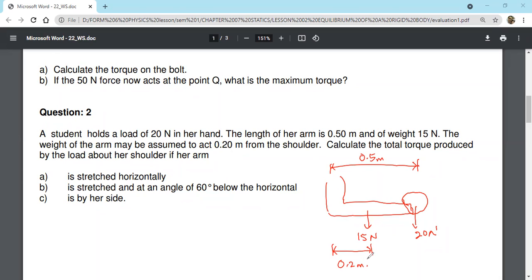The question is, calculate the total torque for A. Total torque equals r1 F1 plus r2 F2. So r1 is 0.5 times 20 plus 0.2 times 15. At the end, we get 13 Newton meter. So this is the answer for A.